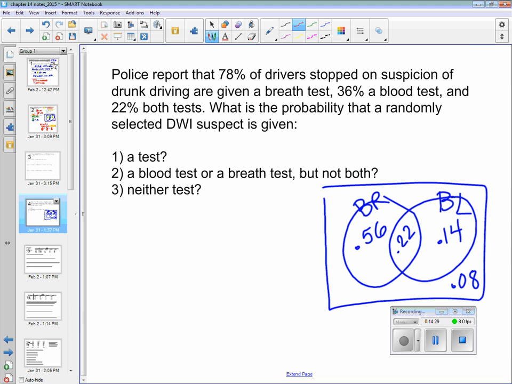What's the probability they were given just a test? Any of them? What do I add up? Everything on the inside? So 0.56 plus 0.22 plus 0.14, or I can just subtract and give me the complement of the none. Either way works. What do you get? 0.92.